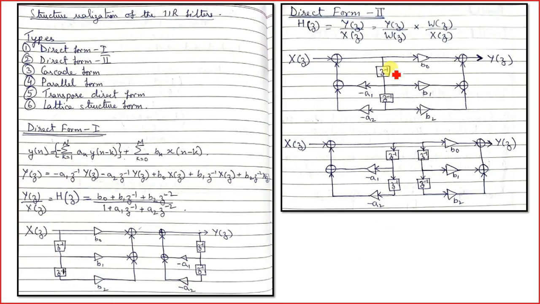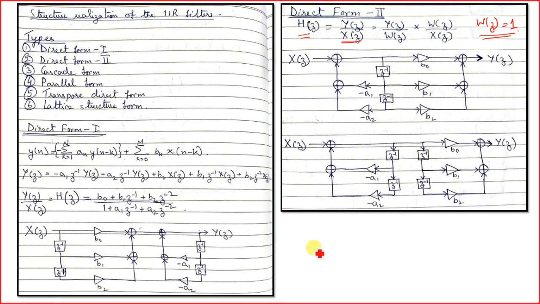Now in the next case, where we have direct form 2 realization, what we say is that we have Hz, which is given by Yz by Xz, right? Now we can write it in this fashion: Yz by Wz multiplied by Wz by Xz, where Wz is equal to 1. So we can write that in this fashion.